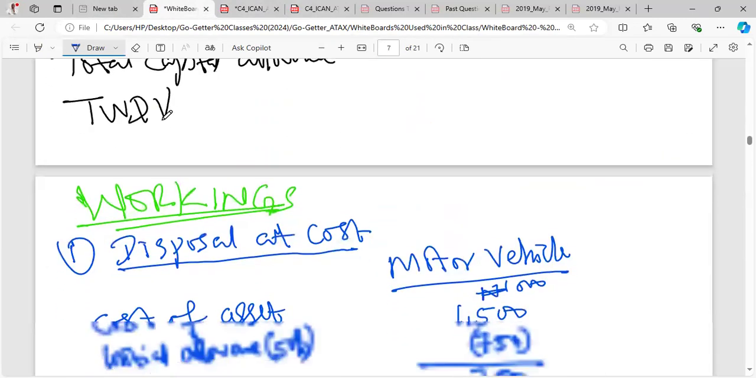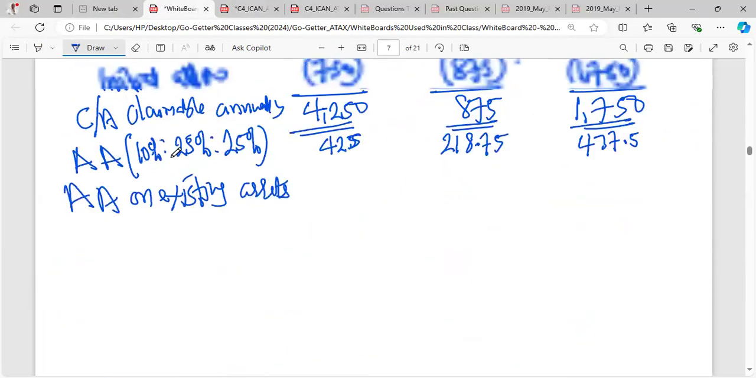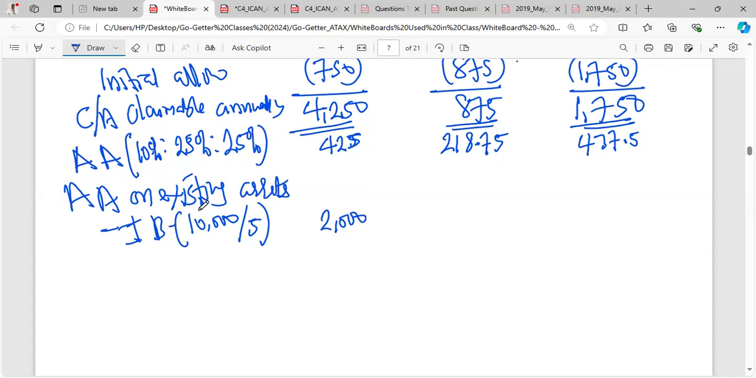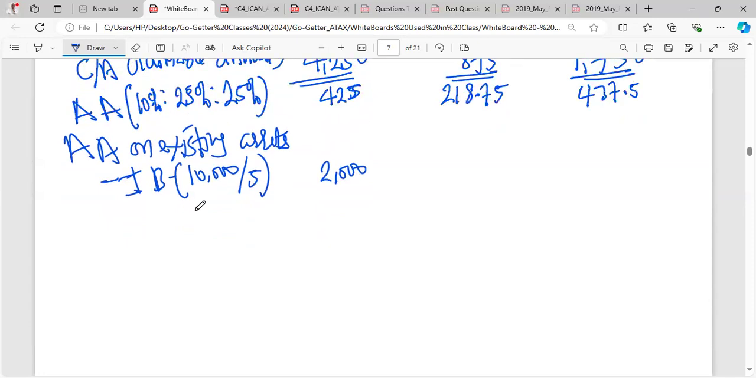So you will come here and say industrial building is going to give you 10,000 divided by 5 years. So that would give me 2,000. So 2,000 is the annual allowance for this year. So that means we are taking 2,000 for the next 5 years. I'll do the motor vehicle last.